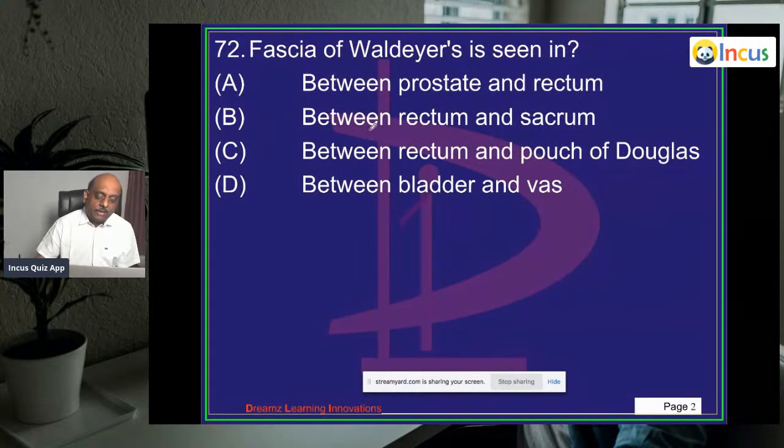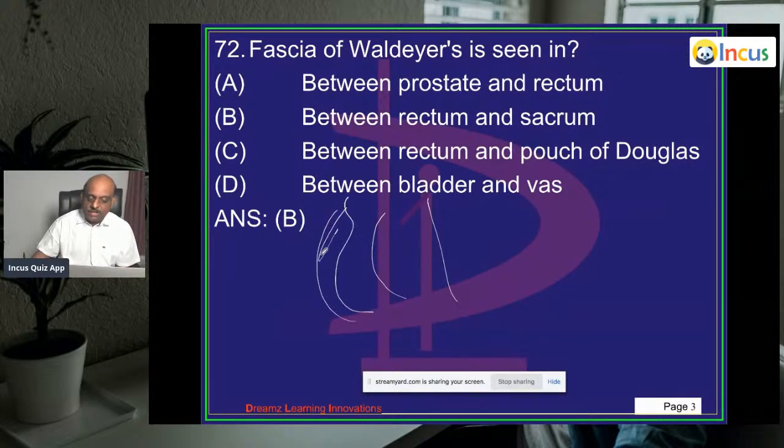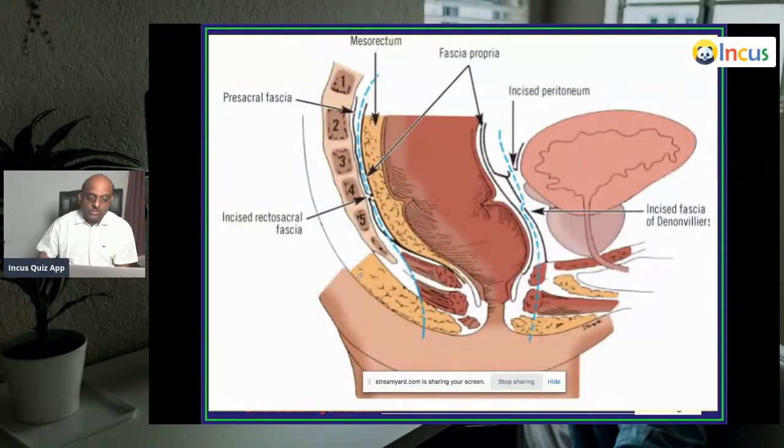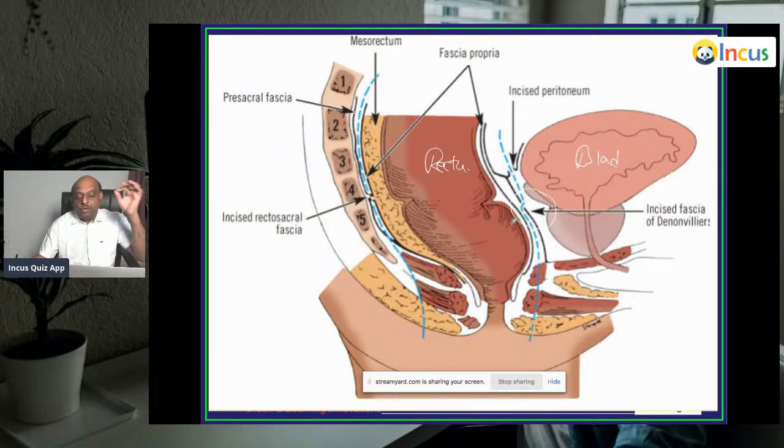Rectum is a very high-yield topic. Fascia of Waldeyer, where do you see it? Between the rectum and the sacrum bone, and the rectum is going to become the anus. So between the two, you have the fascia of Waldeyer, which is what you need to remember. You should be very sure that there is a bladder, there is a rectum. Between the two, you have the Denonvilliers fascia.